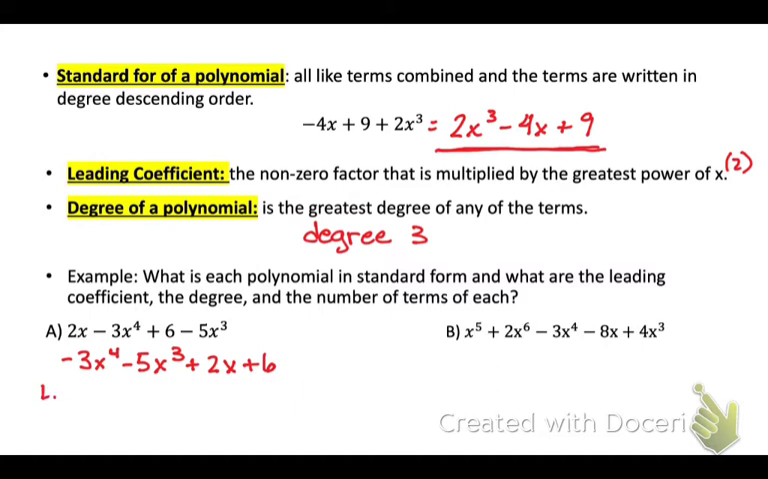So the LC, standing for leading coefficient, is? Negative 3x? Nope, just negative 3. Coefficient's the number. What is the degree of the polynomial? 1 and 3? Nope, 4. And how many terms? 4.